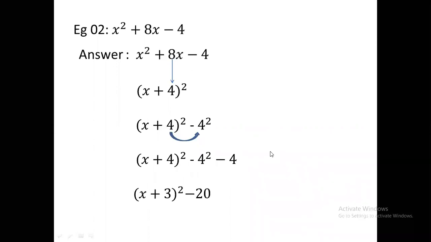If you move to the next question, this is x squared plus 8x minus 4. Initially the coefficient of x squared is 1, so nothing to worry about. Take half of plus 8, that is plus 4. Then you can write (x plus 4) whole thing squared. Then square this number, it's 4 squared, with a negative in front. Then write the constant term at the end. Minus 4 squared is minus 16, minus 4 is minus 20. So the completed square for this is (x plus 4) whole thing squared minus 20 is the answer.